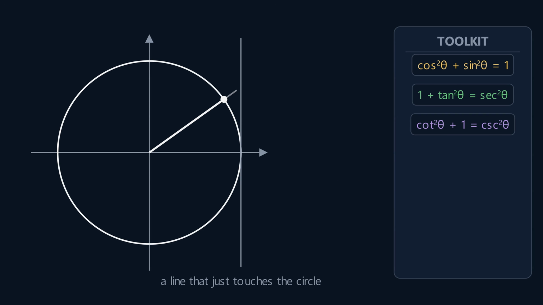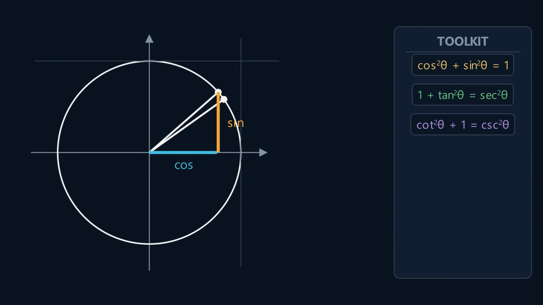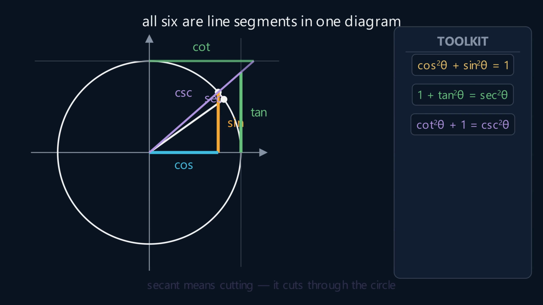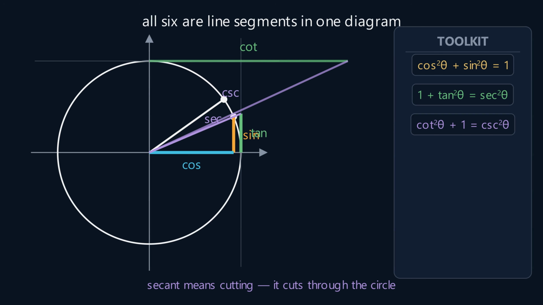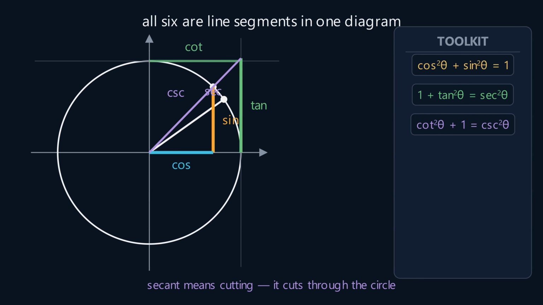Draw a line that just touches the circle at the point where the angle starts. A tangent line. Extend the radius until it hits that line. The length you have to travel up the tangent line, from the touching point to the crossing point, that length is the tangent. And the piece of the radius line from the center out to that crossing point, that is the secant. Secant means cutting. It is the line that cuts through the circle. Do the same construction against the horizontal tangent line at the top, and you get cotangent and cosecant. All 6 functions are line segments in one diagram.